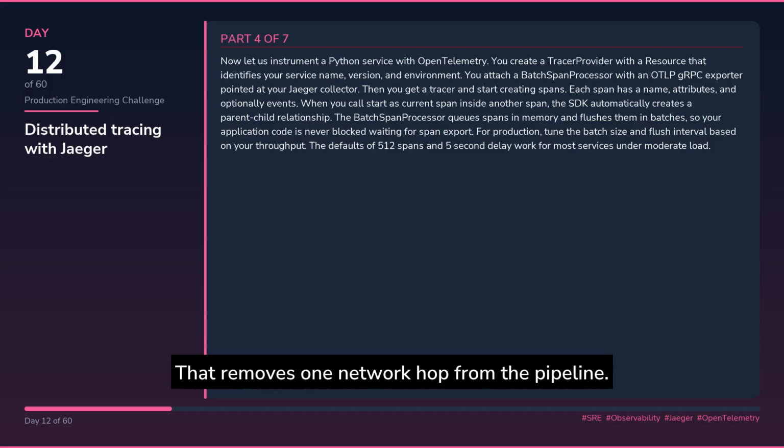The batch span processor queues spans in memory and flushes them in batches, so your application code is never blocked waiting for span export. For production, tune the batch size and flush interval based on your throughput. The defaults of 512 spans and 5-second delay work for most services under moderate load.